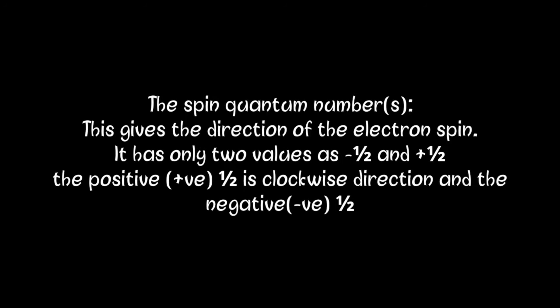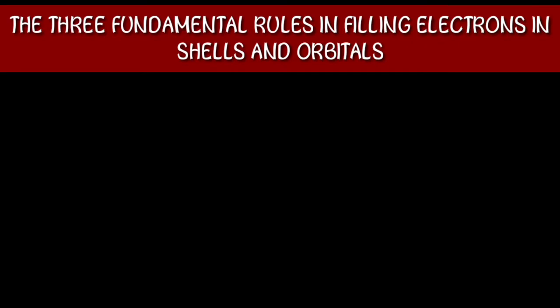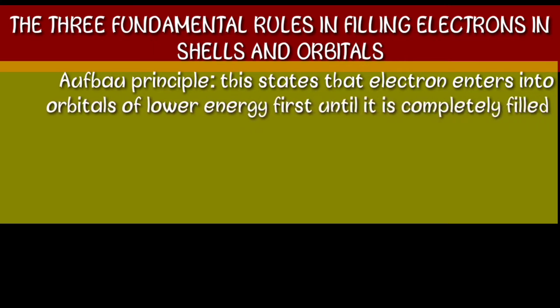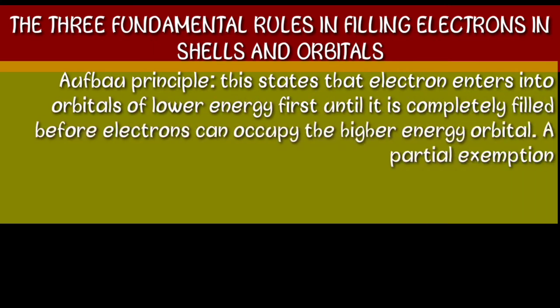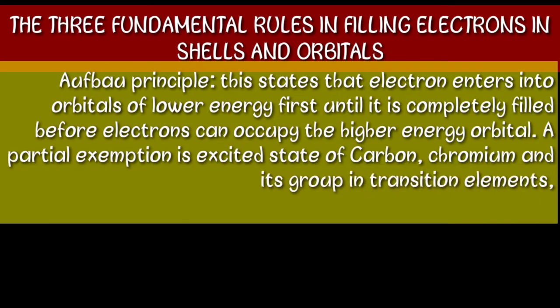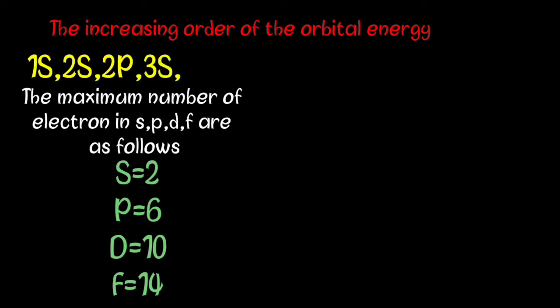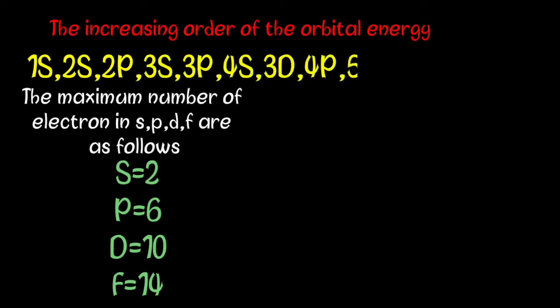Let us go further with the electronic configuration, but we have to look at the 3 rules we are to follow in filling electrons in each orbital. 1. Aufbau principle states that electron enters into orbitals of lower energy first until it is completely filled before electrons can occupy orbitals of higher energy. From this rule, it will be good enough for you to know the arrangement of orbitals in their order of increasing energy.